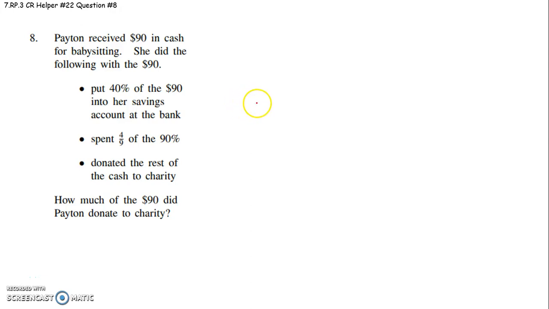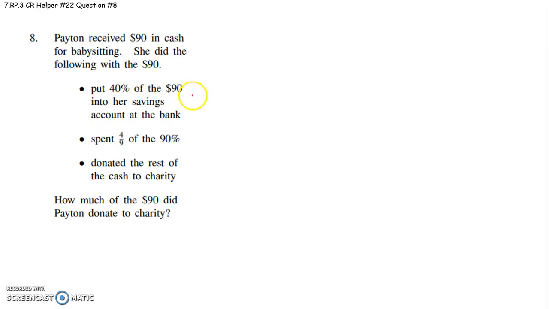Seventh graders, this is to help you with question eight on CR22. It says Peyton received $90 in cash for babysitting. She did the following with the $90. She put 40% of the $90 into her savings account. She spent 4/9 of the $90 and she donated the rest of the cash to charity. How much of the $90 did she donate to charity?